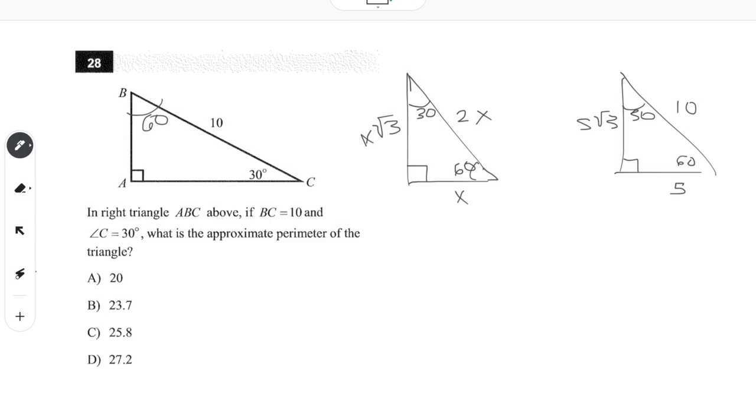What is the approximate perimeter of the triangle? Well, it's going to be all these sides added up. 10 plus 5 plus 5 root 3, 15 plus 5 root 3. And we can put that in our calculator, and that would end up with 23.7.